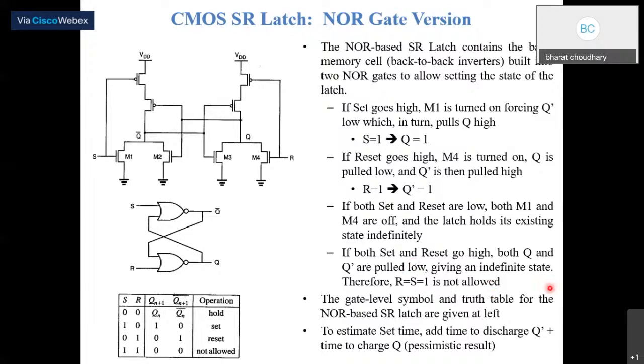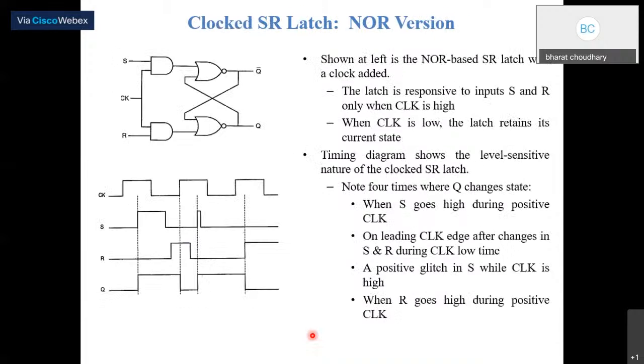Now the gate-level symbol and truth table for the NOR, as you are all aware: if both inputs are low, we get the hold operation, meaning the previous state. If set is 1, we get the output as set, and if reset is 1, it will reset. So this is the fundamental operation of the CMOS SR latch using the NOR gate version, and similarly this can be expressed by a NAND latch as well.